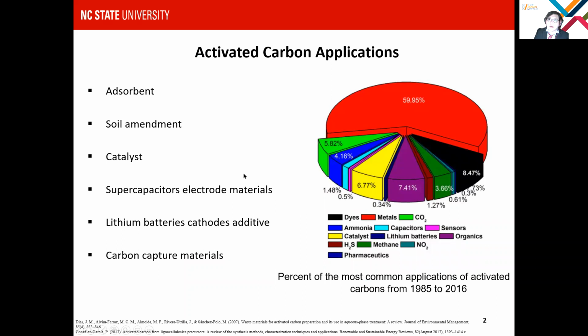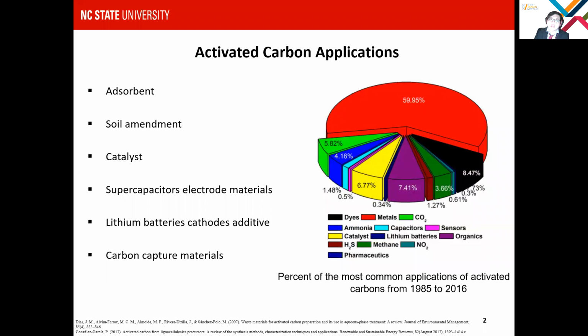It is a type of carbonaceous material with very high porosity and surface activity. People always use them to absorb the pollutants in the air and water. We can see in this figure, activated carbon can absorb different types of chemicals, especially the metals in the water. Besides, it can also be used to amend the soil, used as the catalyst in the chemical industry, and even the materials in the supercapacitor and batteries.